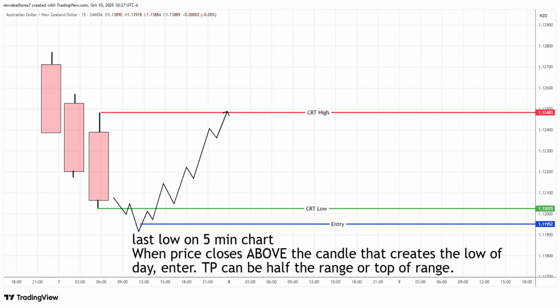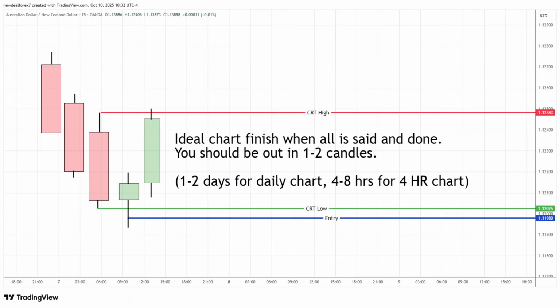When the price closes above the candle that creates the low of the day, that's when you enter. Your take profit can be half of the candle range, half of this third candle, or it can be the whole thing. Either way, it's up to you. There's no guarantee it's going to get up here though, so keep that in mind. Your odds are best in the middle of the range. However, sometimes it gets up to the top. You never know.